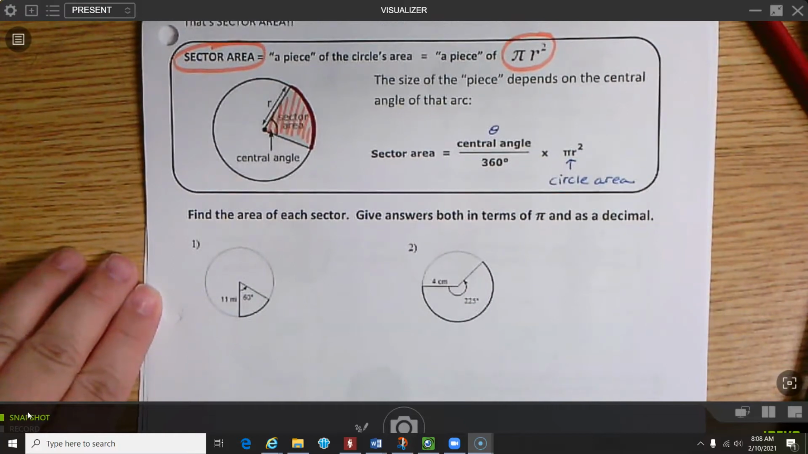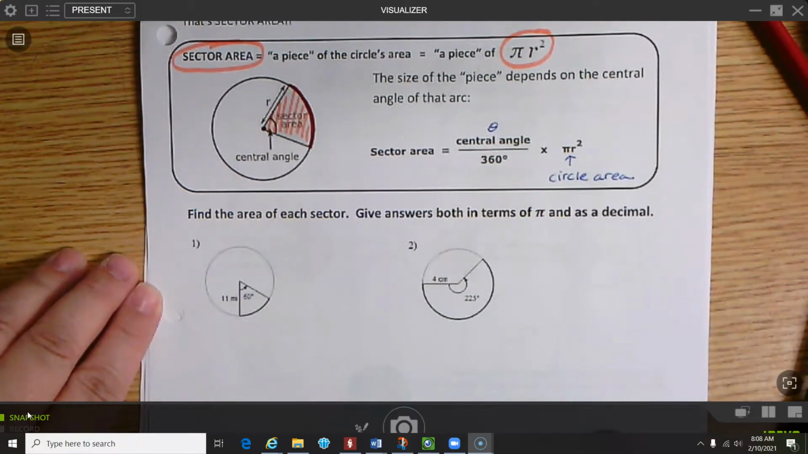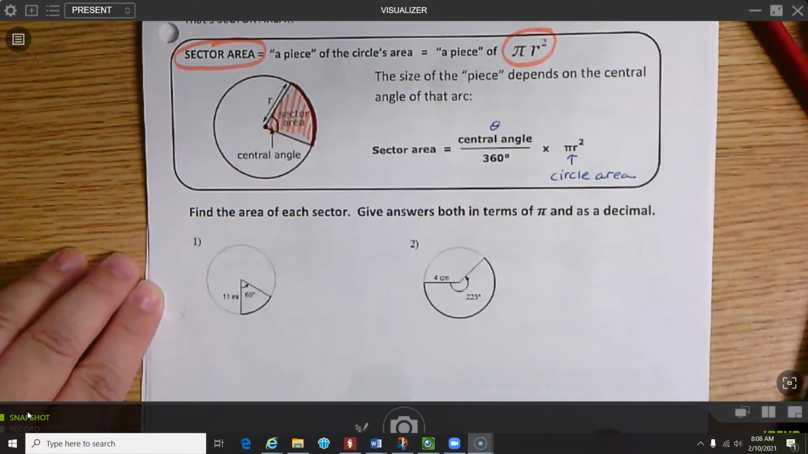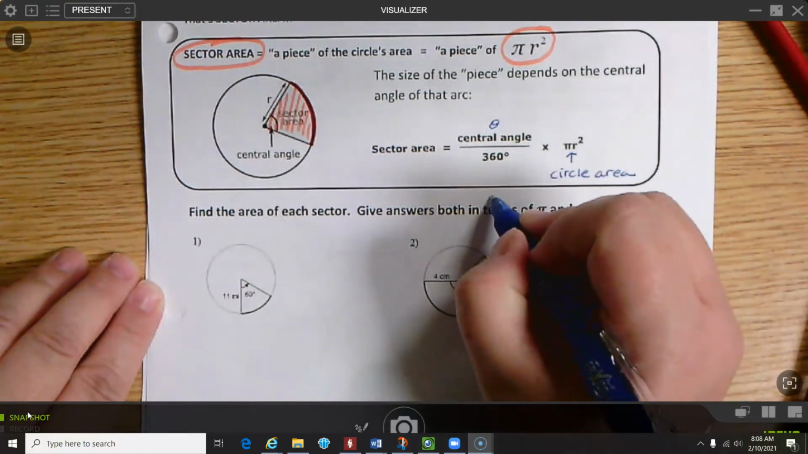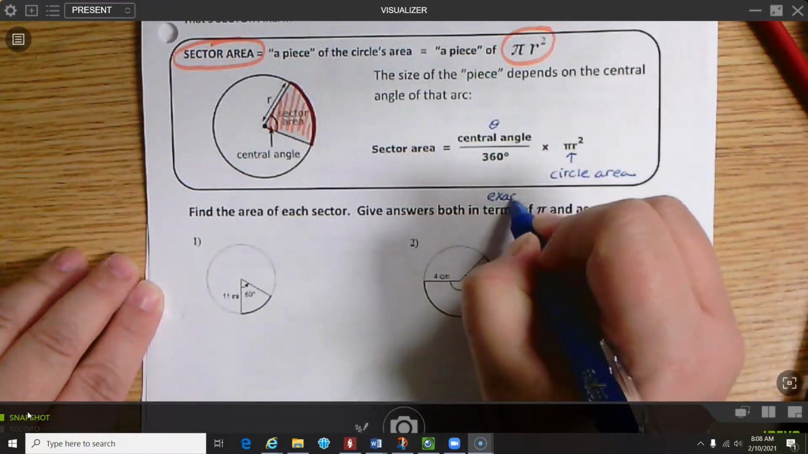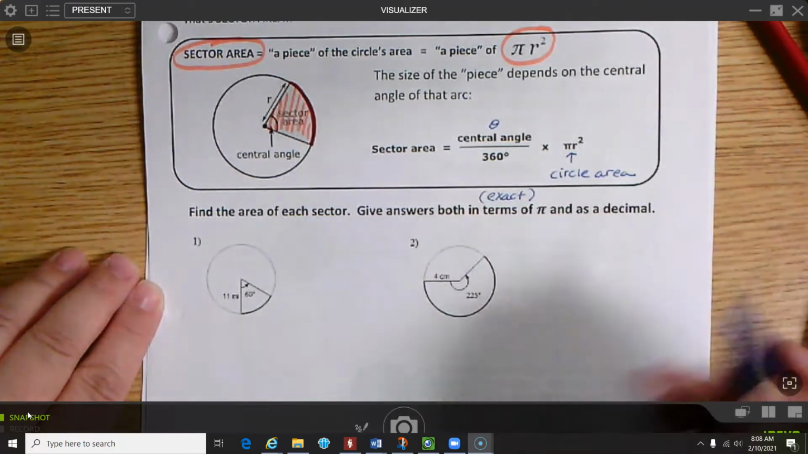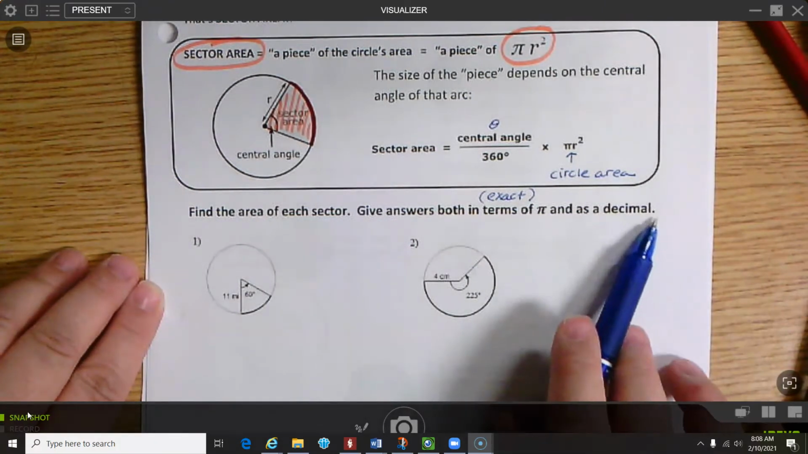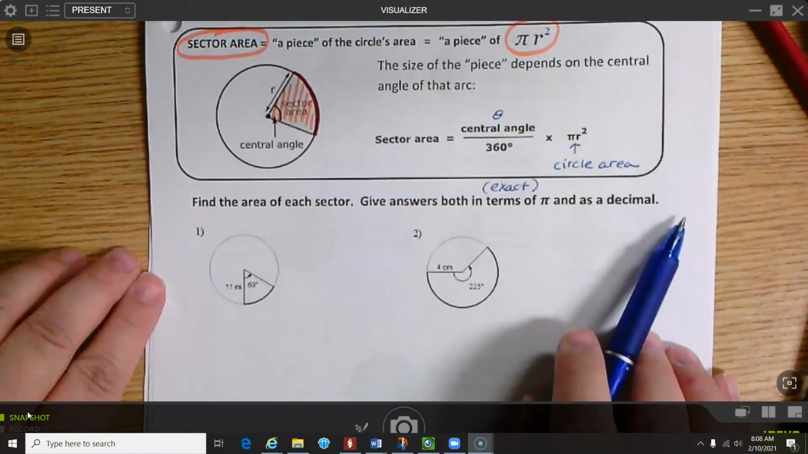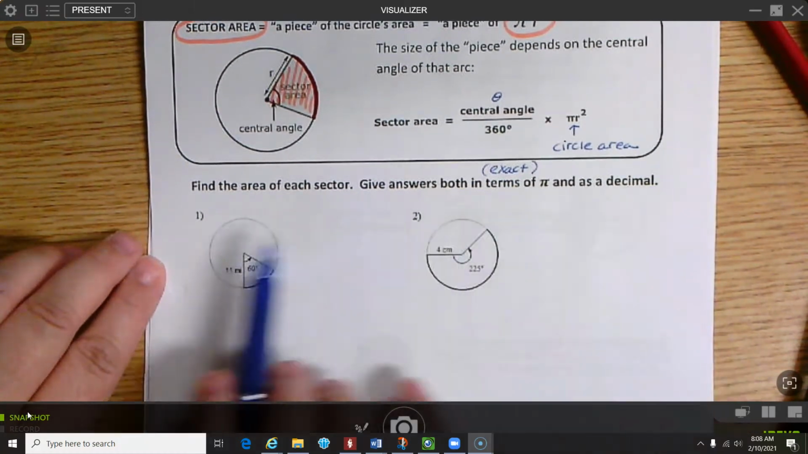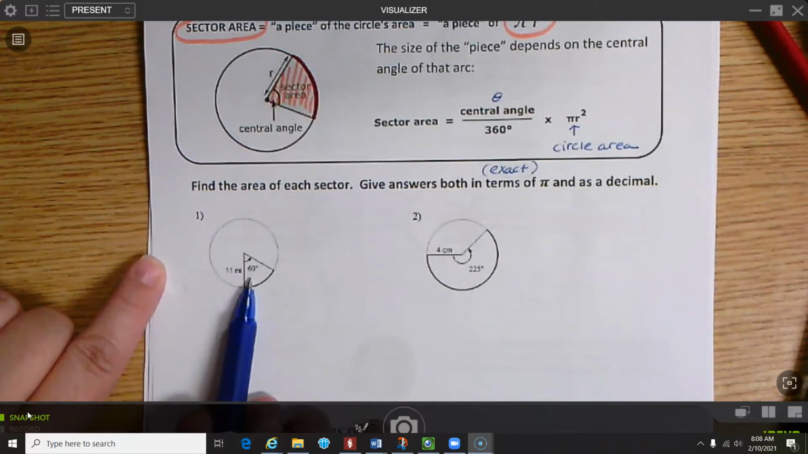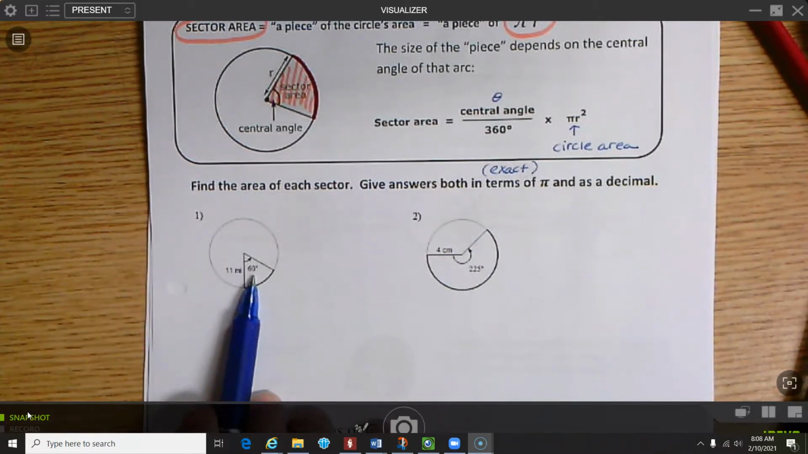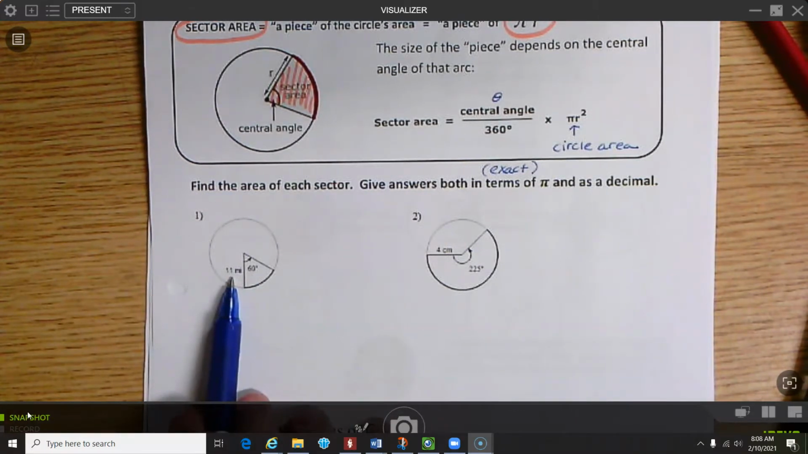Okay, so number one here, find the area of each sector. Give answers both in terms of pi, which by the way we sometimes call exact form, and as a decimal. It does not tell us what to round to. We should always look for that. So we'll probably round to the hundredths place. Number one, it's a little hard to read. This is a 60-degree central angle, and the radius is 11 miles. I'm really not that concerned with the units.